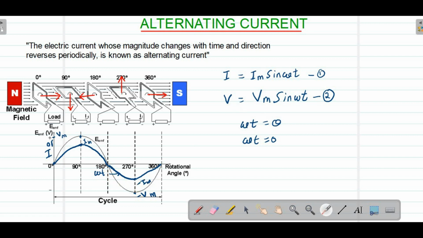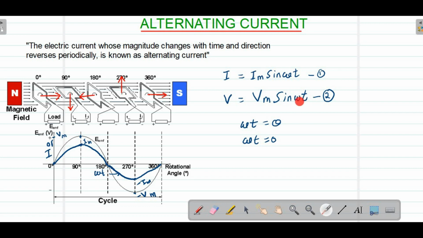The same way in voltage also, V is the instantaneous value. At each instant of time, the voltages keep on changing. Vm is the peak value, the maximum possible value, and sin omega t represents the variation, the sine wave formation of the voltage, and omega t is the phase of the voltage.